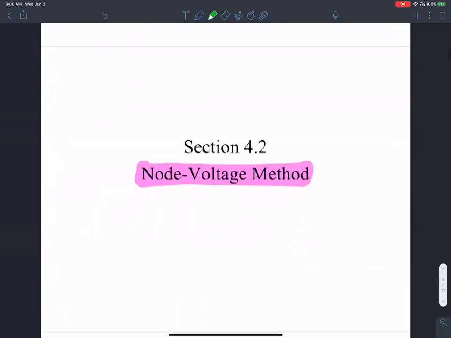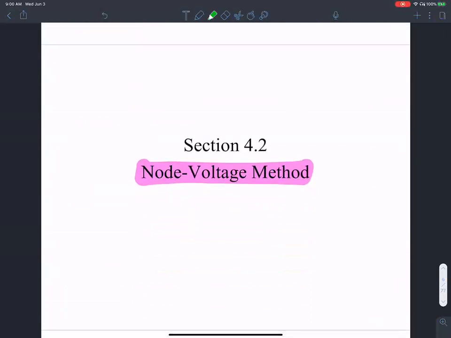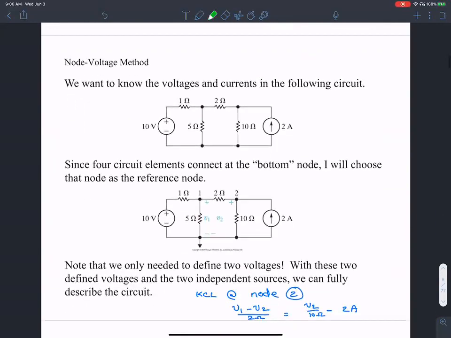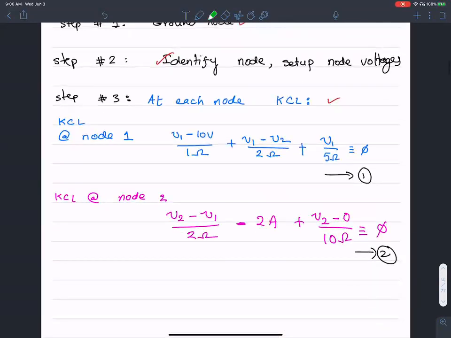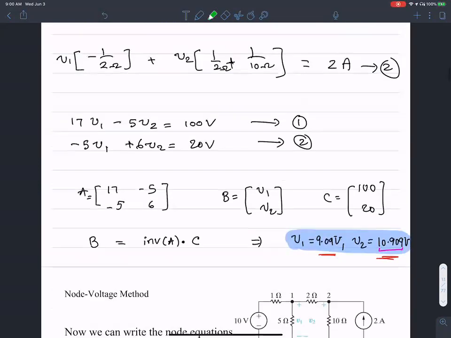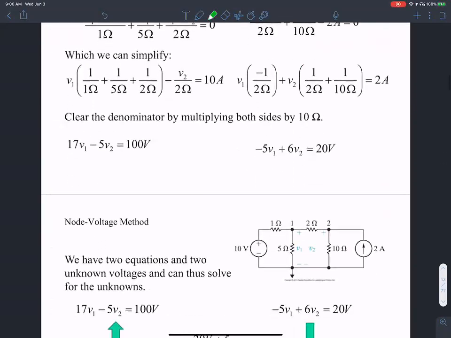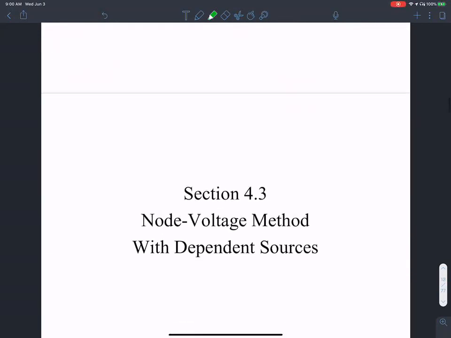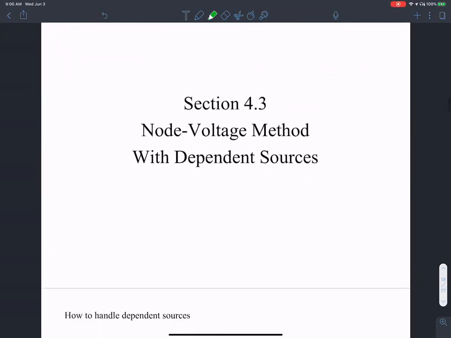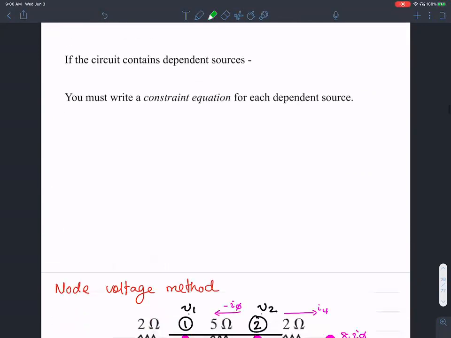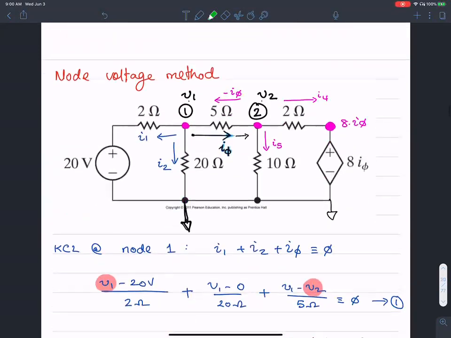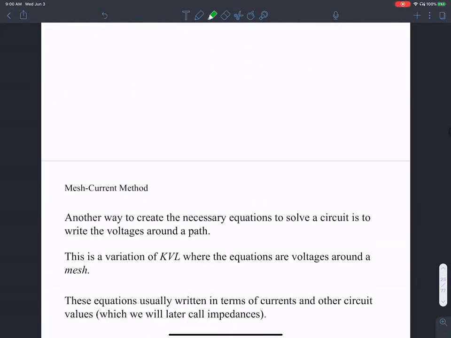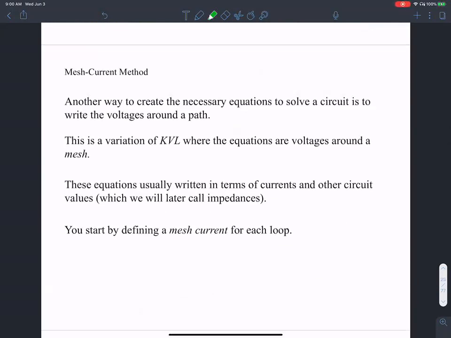Then we went on to the idea of node voltage method, which I illustrated a bunch of different times using the general approach. Then on to mesh current method. And then we talked about node voltage method with dependent current sources, with an example. Let's talk about mesh current method.